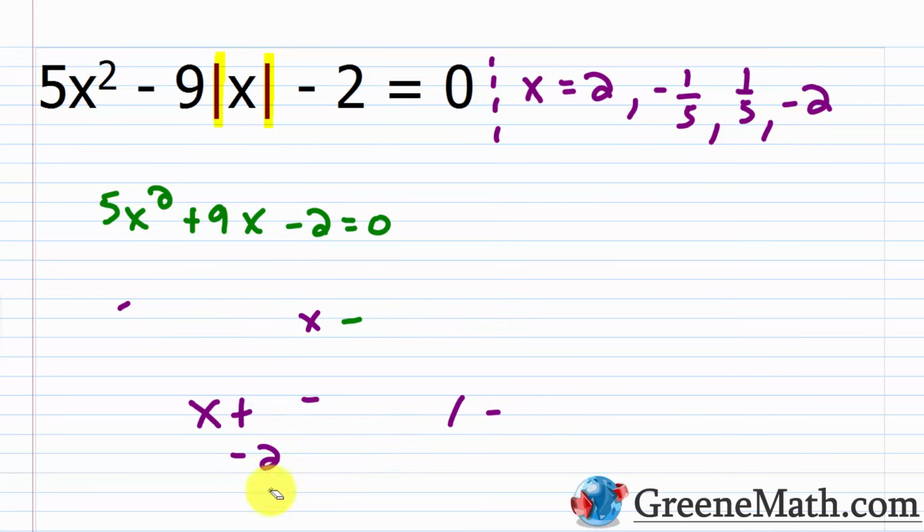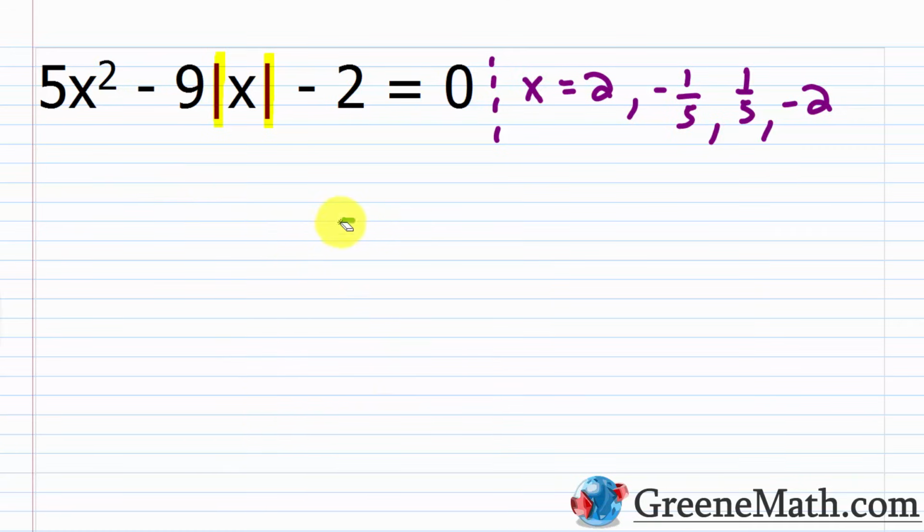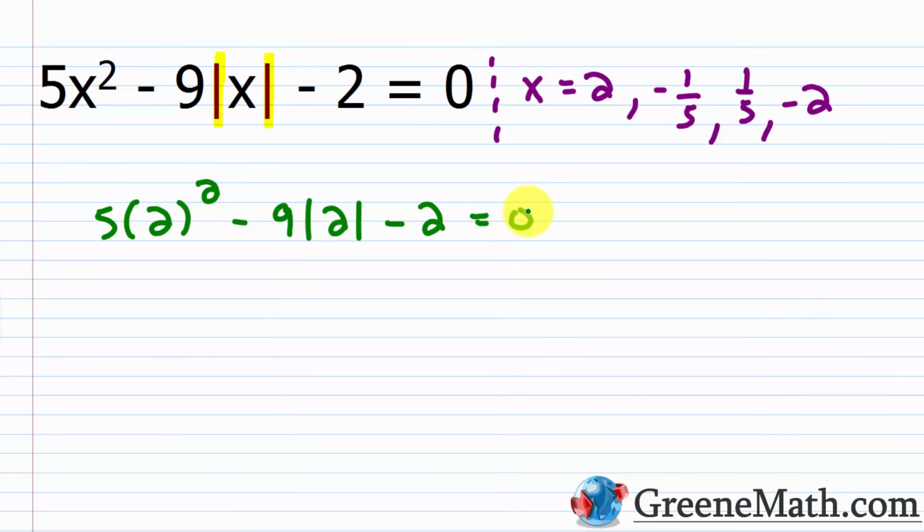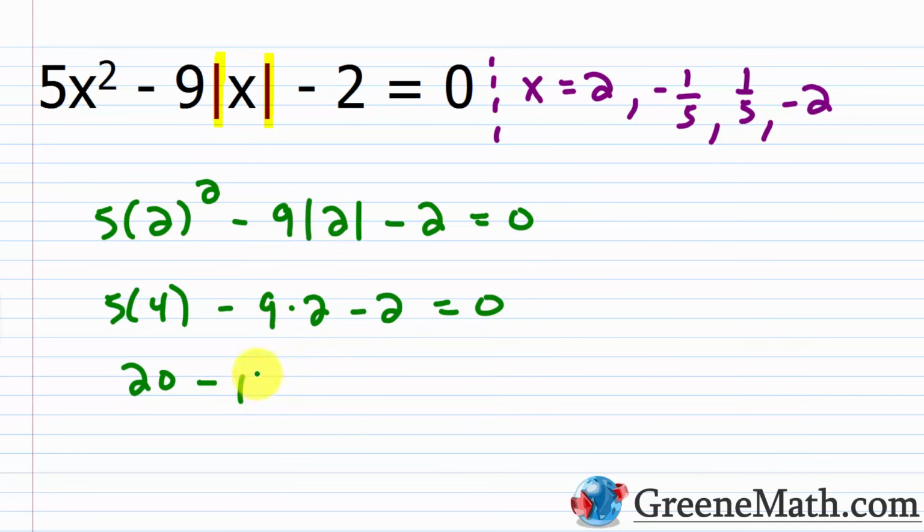All right, so let's erase everything. And now we just want to check our solutions and see what works and what doesn't. Okay, so we have 5 times x squared, minus 9 times the absolute value of x, minus 2, equals 0. For x, I'm going to start by plugging in a 2. So 2 squared is 4. You'd have 5 times 4, then minus 9 times the absolute value of 2. The absolute value of 2 is 2, so 9 times 2. Then minus 2, and this equals 0. 5 times 4 is 20, then minus 9 times 2 is 18, then minus 2, and this should equal 0. And this is going to work out, right? 20 minus 18 is 2. 2 minus 2 is 0. So you get 0 equals 0. So this guy checks out.